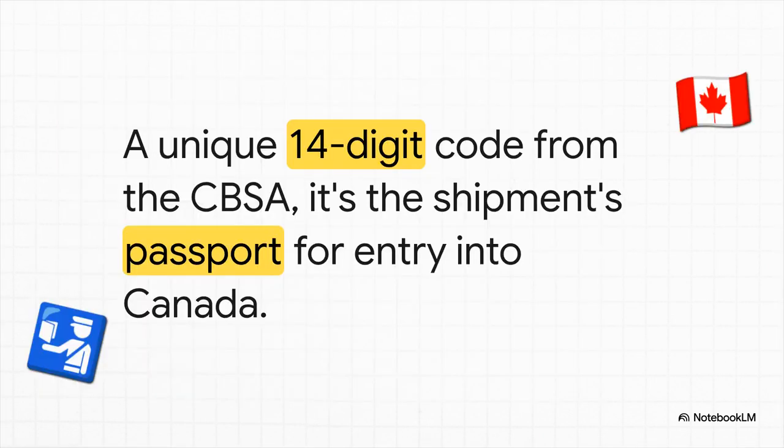Big difference. And that 14-digit transaction number in Field 2? The easiest way to think about it is like your shipment's unique passport. It's issued by the CBSA, no two are ever the same, and it's the one single identifier used to track that specific entry through the entire customs process.